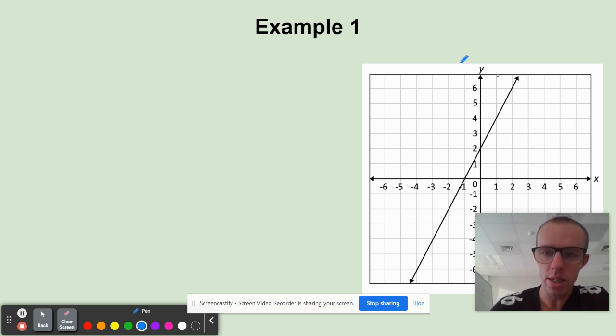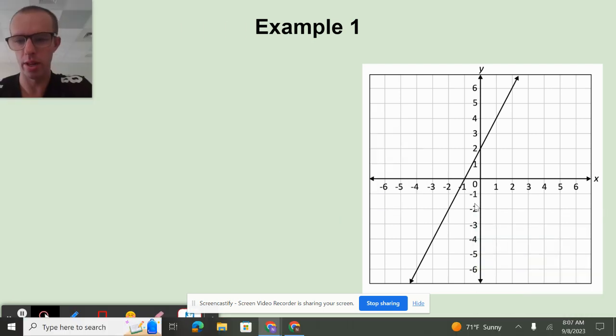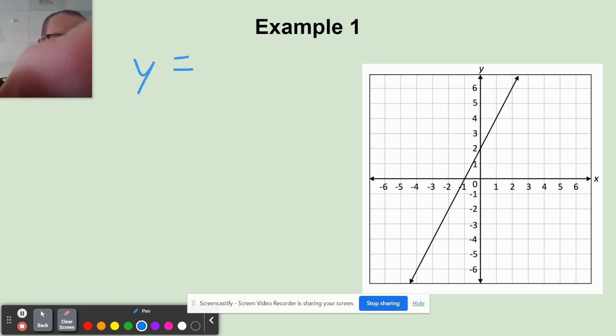So, let me move myself out of the way here. We have a coordinate plane here. We have x on the horizontal axis going side to side, y on the vertical axis going up and down. And we have a linear function on the graph. I know this is linear because it's a straight line, which represents a constant rate of change. And so if it's linear, I want to make an equation using y equals mx plus b.